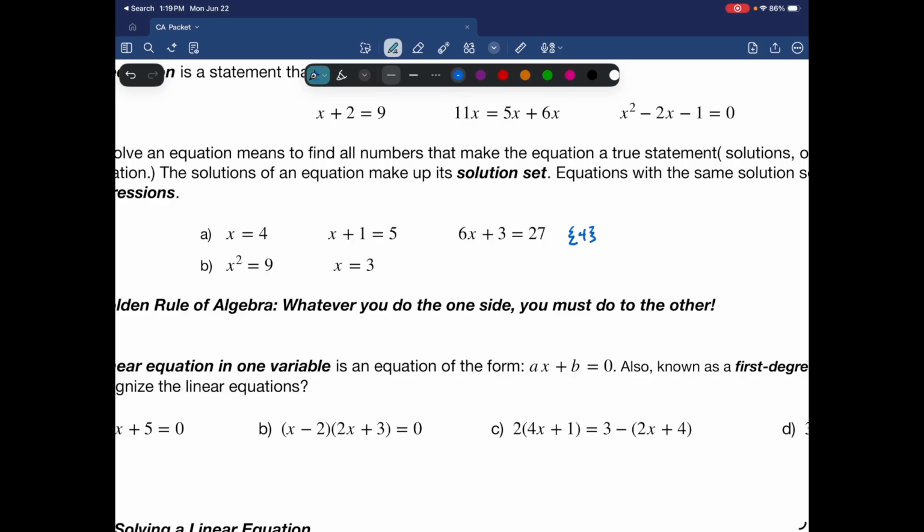You have x squared plus 9 equals 9 and x equals 3. These are not equivalent because when you take the square root of 9, you end up with both a positive and negative 3, and this only gives you 1. So these are not equivalent.